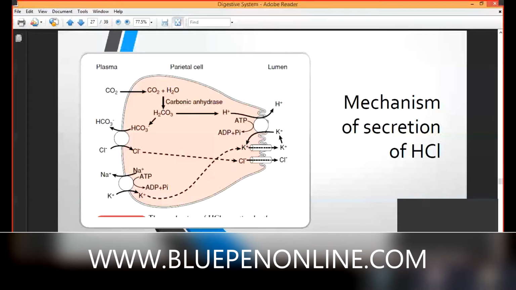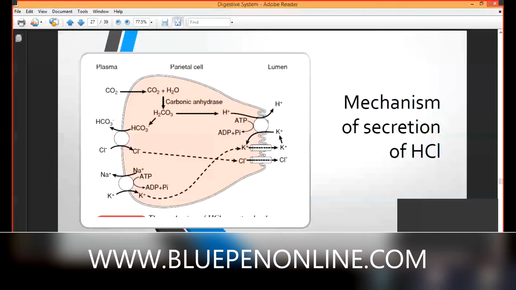So inside the cell, the carbon dioxide diffuses into the cell and combines with water to form carbonic acid, and splits into H plus and HCO3 minus ion. This HCO3 minus ion diffuses out of the cell and Cl minus enters into the cell in exchange of this bicarbonate ion. Ma'am, what is that circle? Antiport mechanism. Then the Cl minus ions diffuse into the lumen, means the canaliculi.